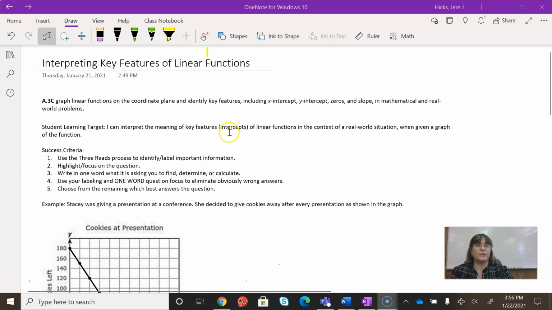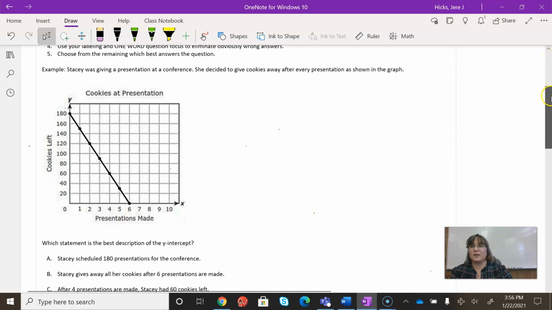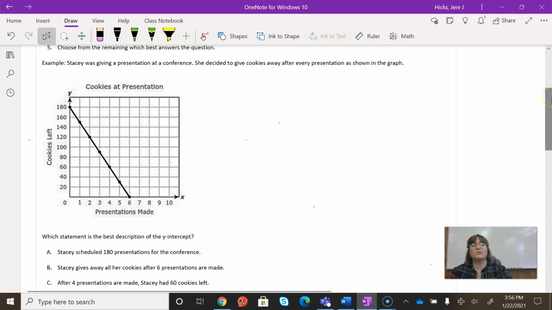I'm going to model this 3 reads process. The first read is just to read the question and look at the graph or the table or the diagram, whatever they're giving us, and to get a general idea of what it's asking us, what it's about, what it's asking us to find. So I'm going to model this first read.